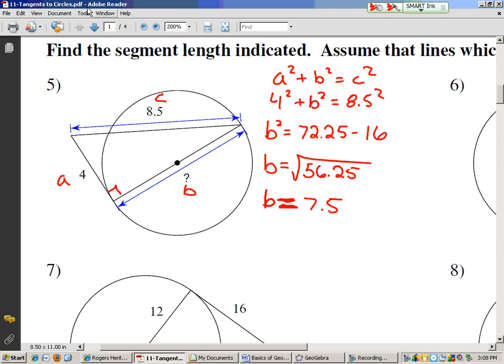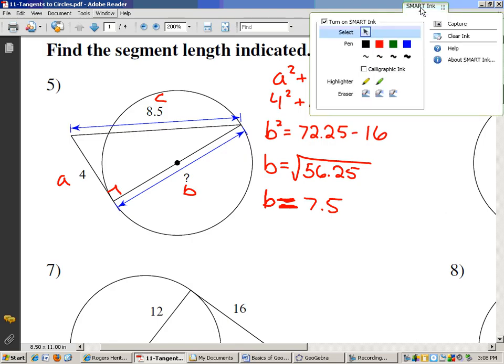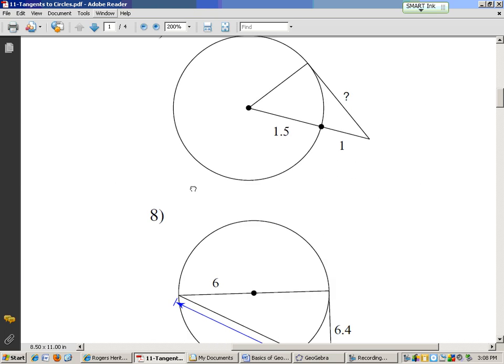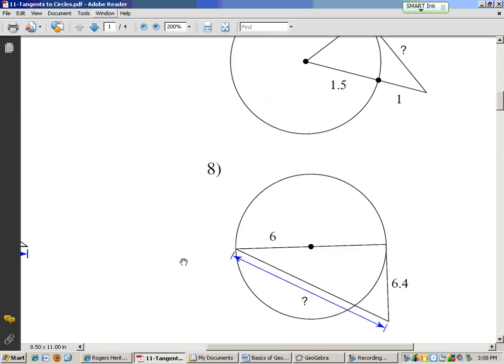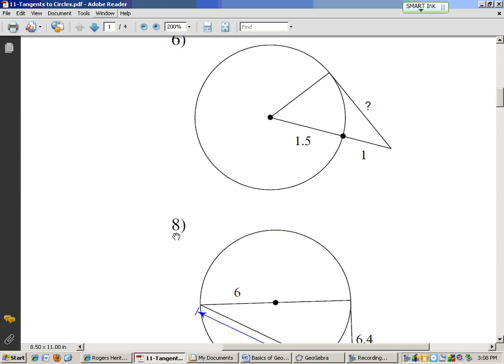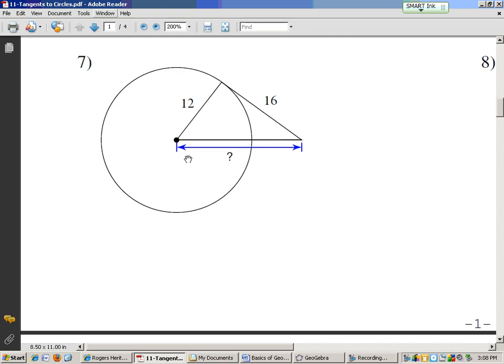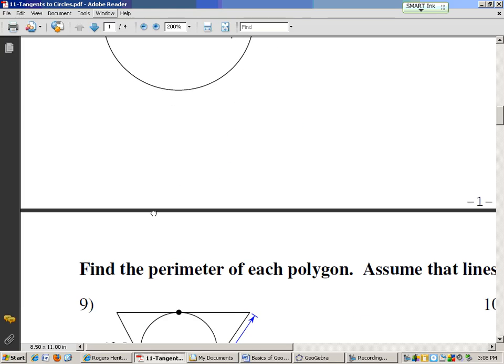All right. Yeah, the other three are going to be the same. Use Pythagoras theorem to find the third side here, here, and on this one, don't forget you already know the radius, so that's going to play into one of the sides. And number 7, yep, they're all going to be the same. So moving to the back.